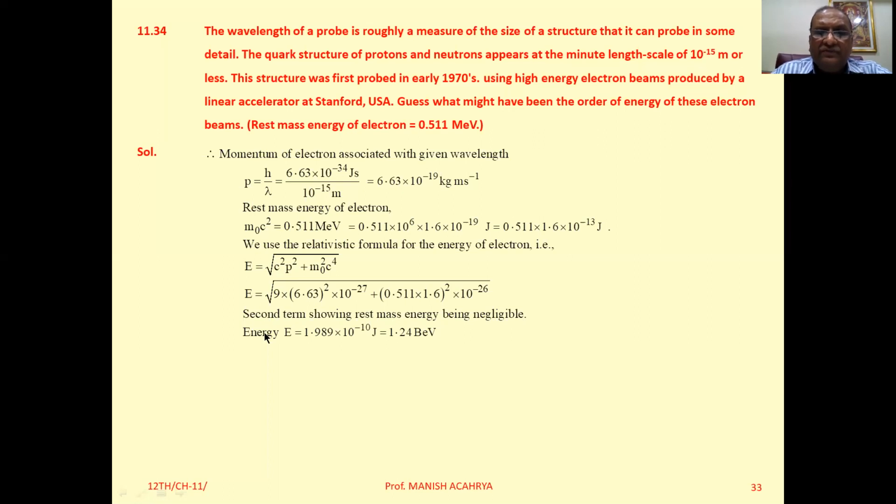Okay. So here the second term, showing rest mass energy, that is this one, is negligible. When you solve this one, you will get the energy, that is this much BeV.